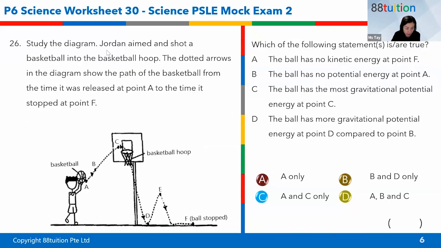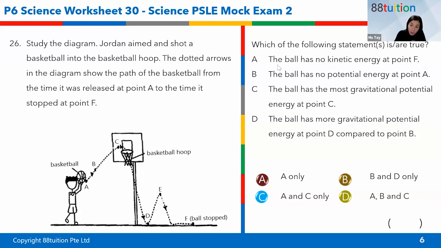Next one, study the diagram. So this must be Michael Jordan, right? Michael Jordan aimed and shot a basketball into the basketball hoop. The dotted arrows in the diagram show the path of the basketball from the time it was released at point A to the time it stopped at point F. So, which of the following statements are true?